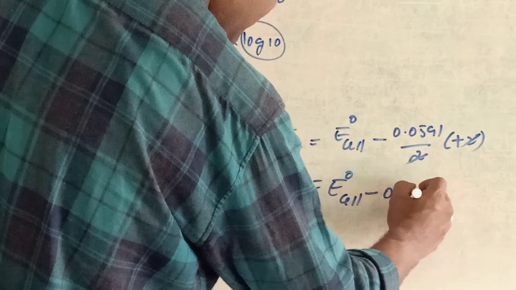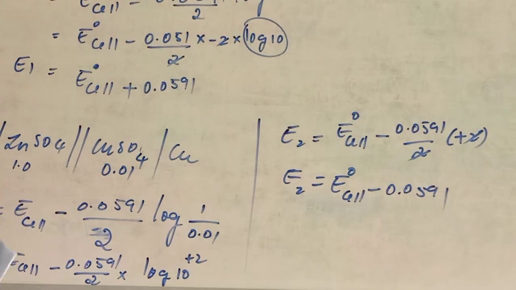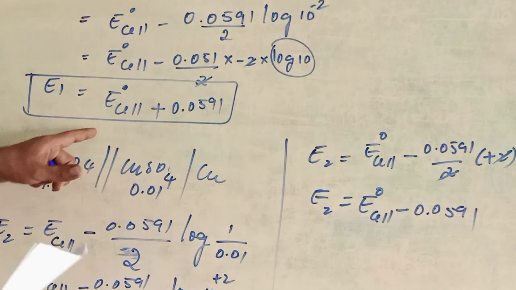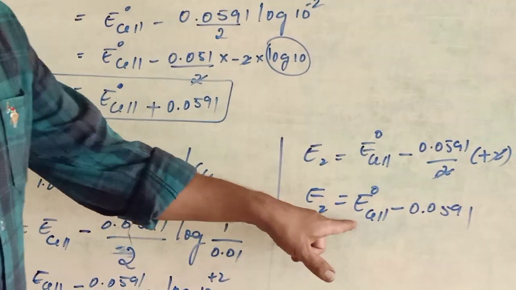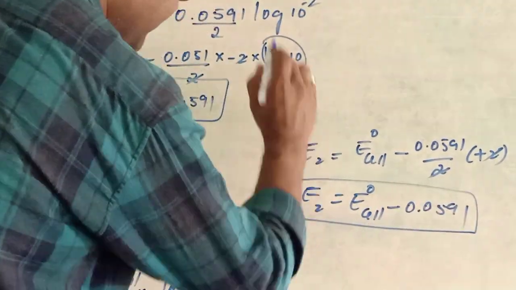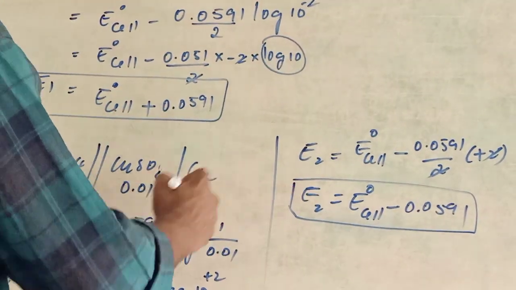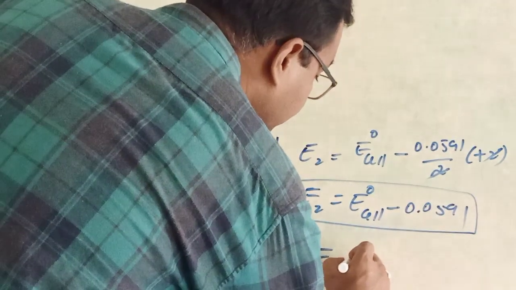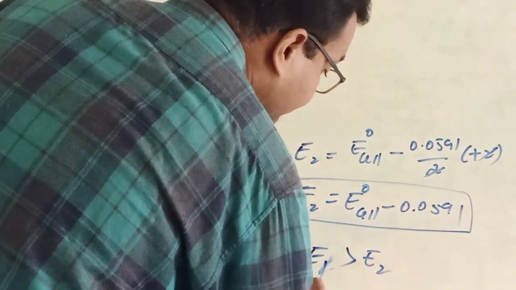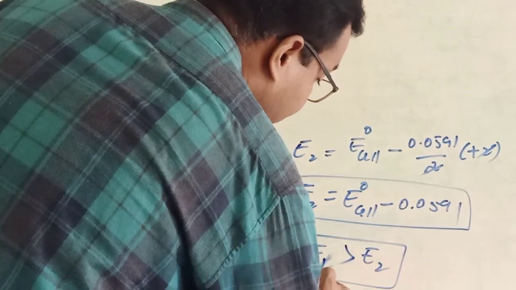minus 0.0591. See here, this is E1, that is E naught plus 0.059, and E2 is E naught minus 0.059. This is the obtained values. So final answer we can write: this value is more than this value. So E1 is more than E2. So this is the final value.